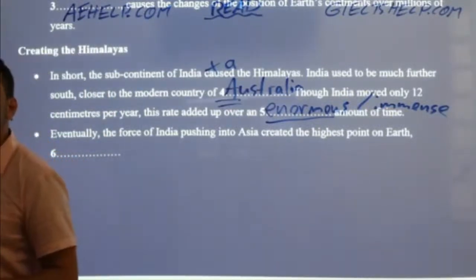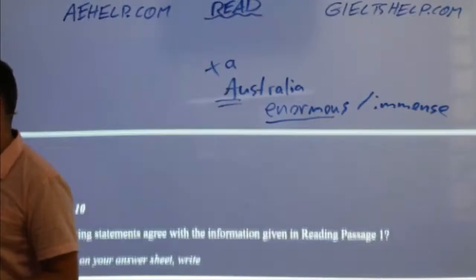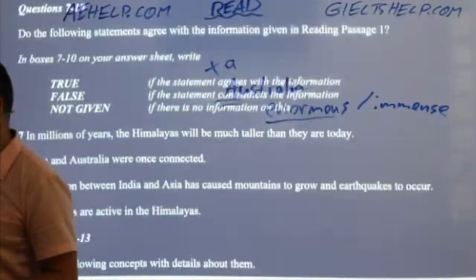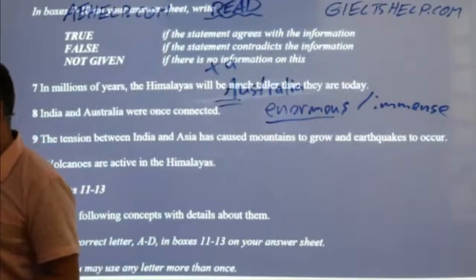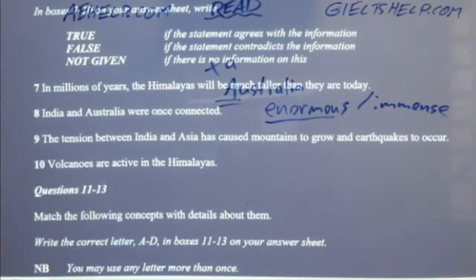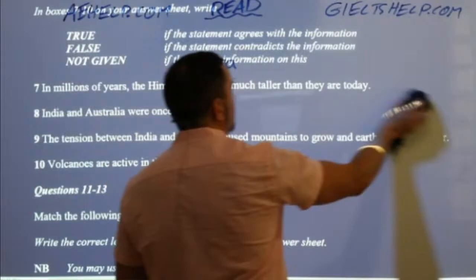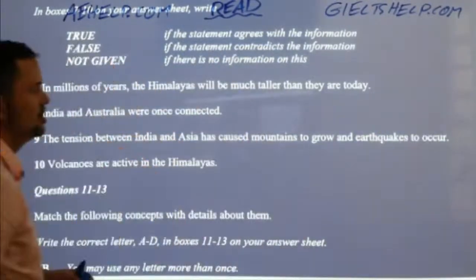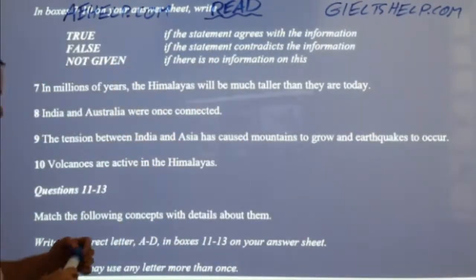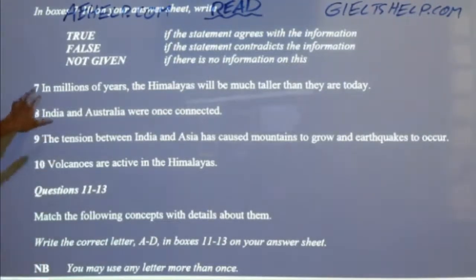Nicely done. Karina, this is the reading passage for the IELTS exam. Okay, so here we have some true, false, not given questions. These are very common. I'm not going to get into too much strategy. I will just show you the strategy. So first, you always figure out if it's important to decide if it's given or not given.